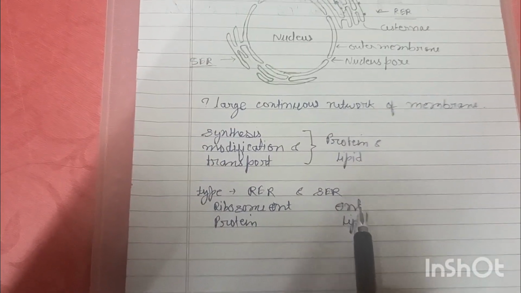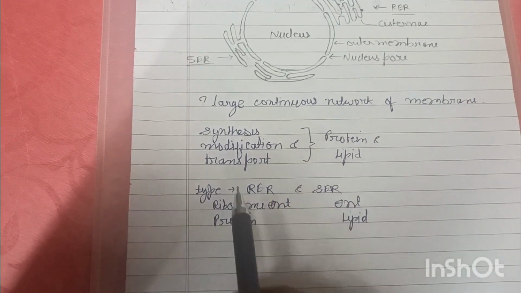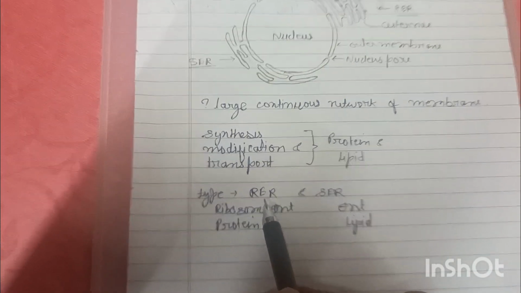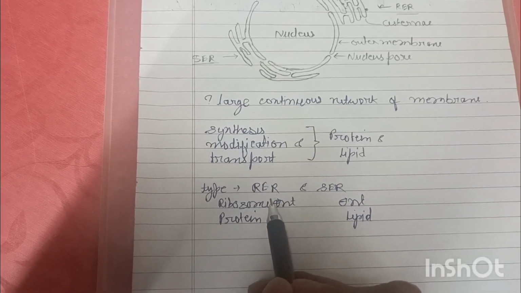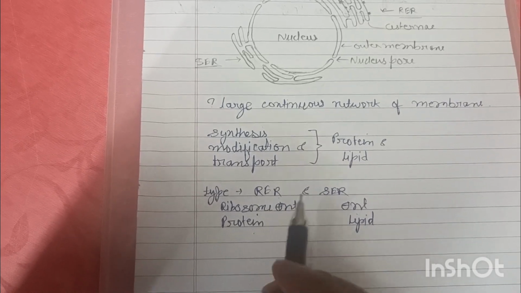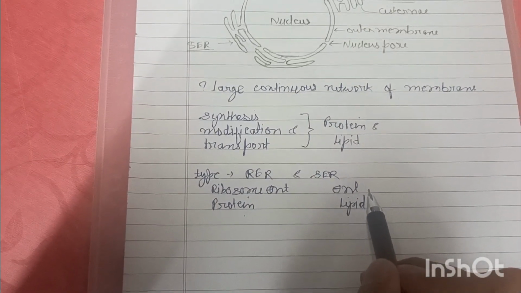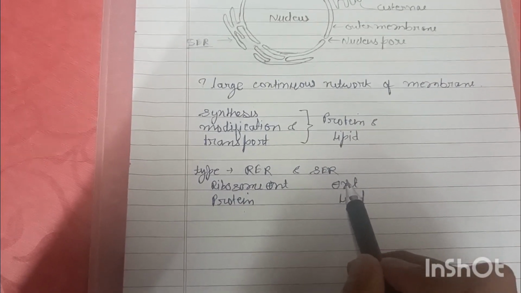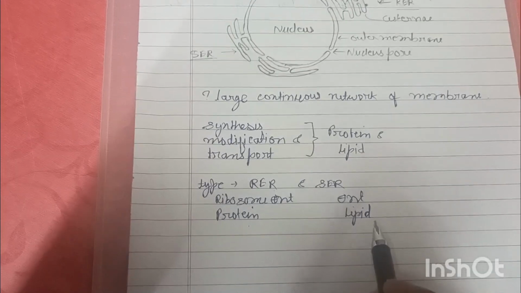So as you know that ribosome mainly take part in synthesis of protein. Because on rough endoplasmic reticulum ribosome is present, this part of endoplasmic reticulum is going to take part in protein synthesis, and smooth endoplasmic reticulum where ribosome is absent, this part of endoplasmic reticulum is going to take part in lipid formation and synthesis.